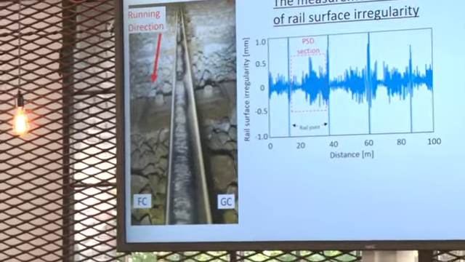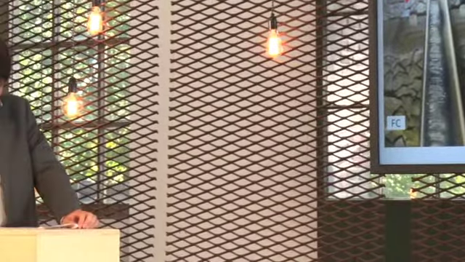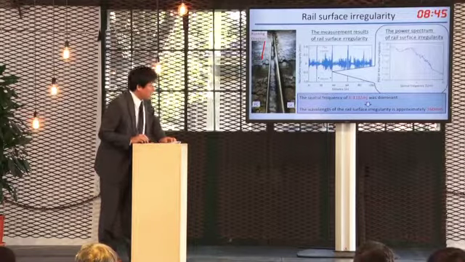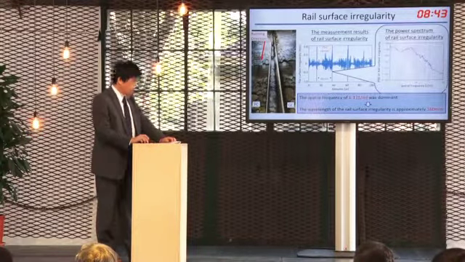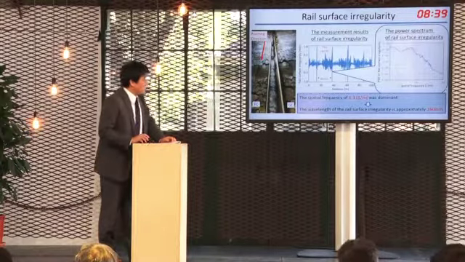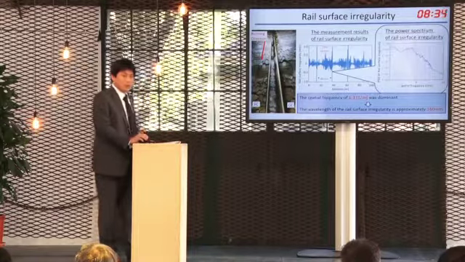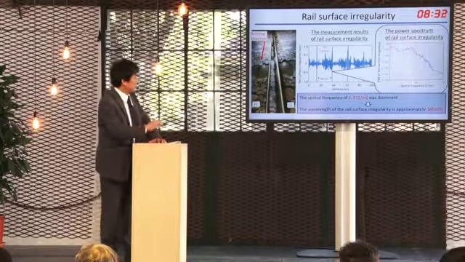In order to obtain the features of this irregularity, we calculated the power spectrum of rail surface irregularity, which we measured. As shown in the right figures, the spectral frequency of 6.31 per meter was dominant. That is, the wavelength of the rail surface irregularity is approximately 160 millimeters.